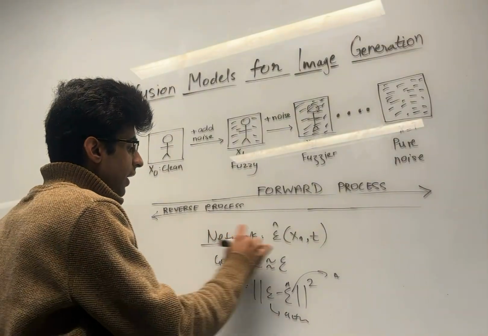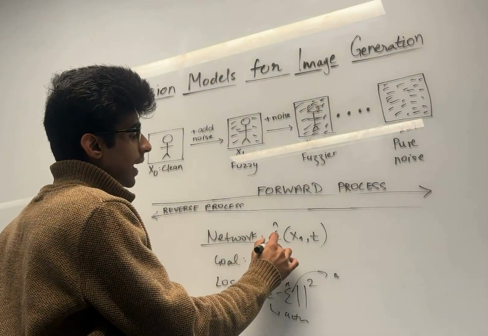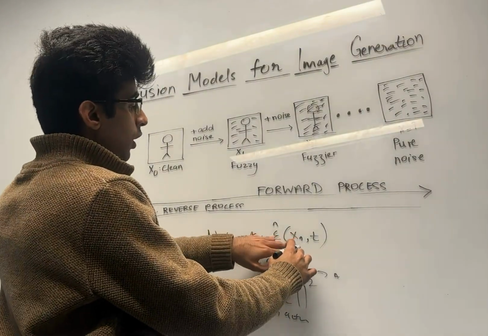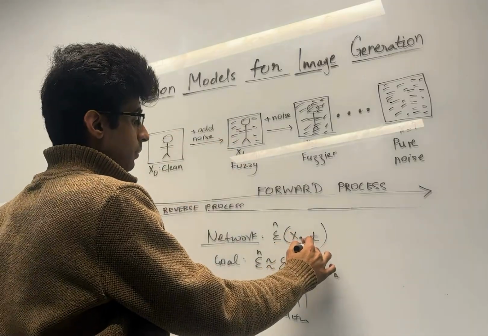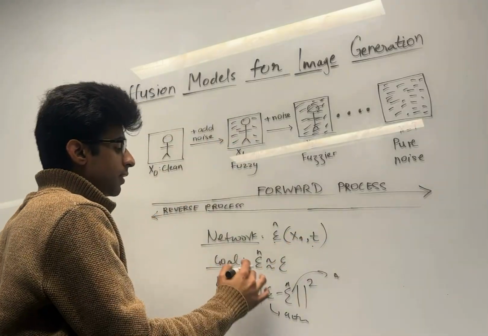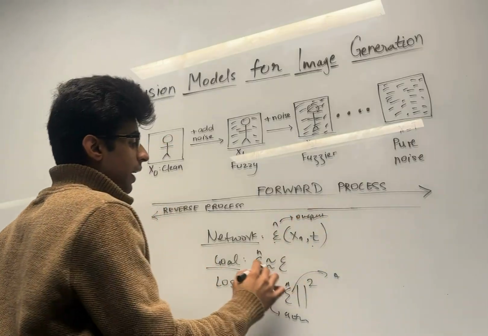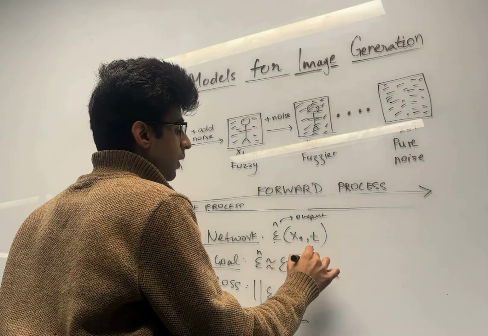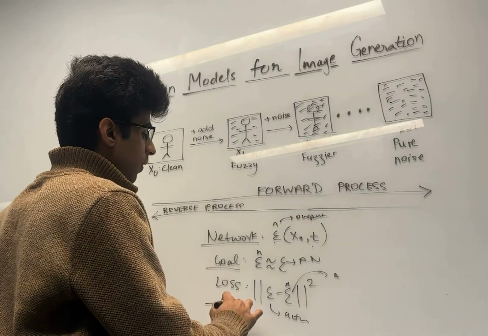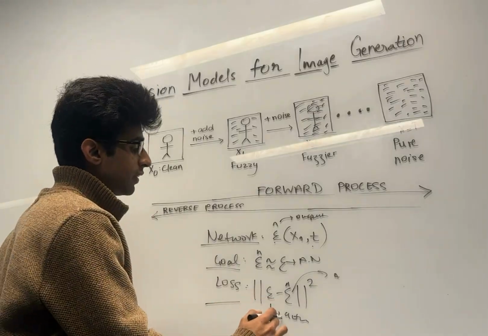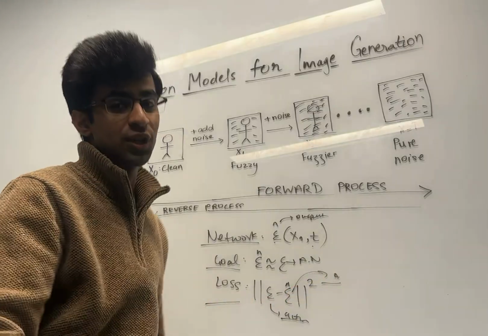We define a network as epsilon hat of the noisy image at a particular timestep t. Our goal is simple: we want our output to be as close as possible to the actual noise, and we define a loss function as the mean squared error between the prediction and the actual noise.